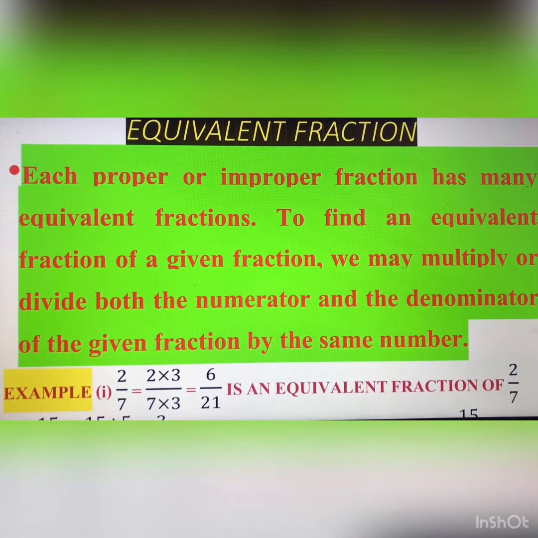For example, here is 2 by 7, and in 2 by 7 we have to multiply by the same number 3, that is, the numerator is multiplied by 3 and 7 is also multiplied by 3. Then we will get 2 threes are 6 and 7 threes are 21. That is, 6 by 21 is an equivalent fraction of 2 by 7.